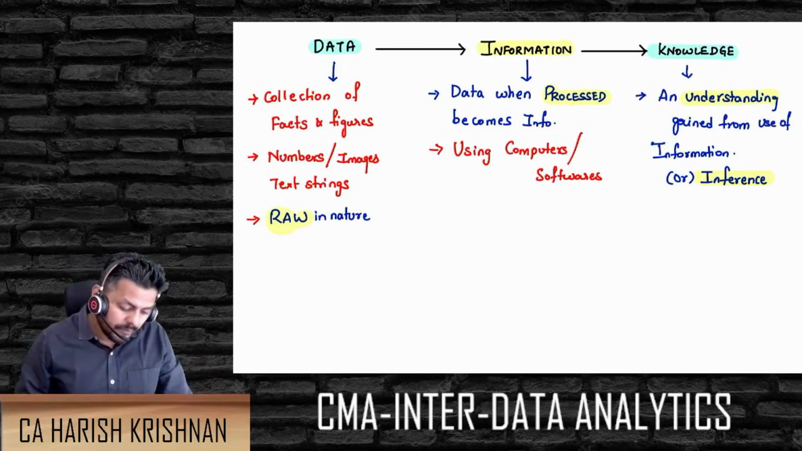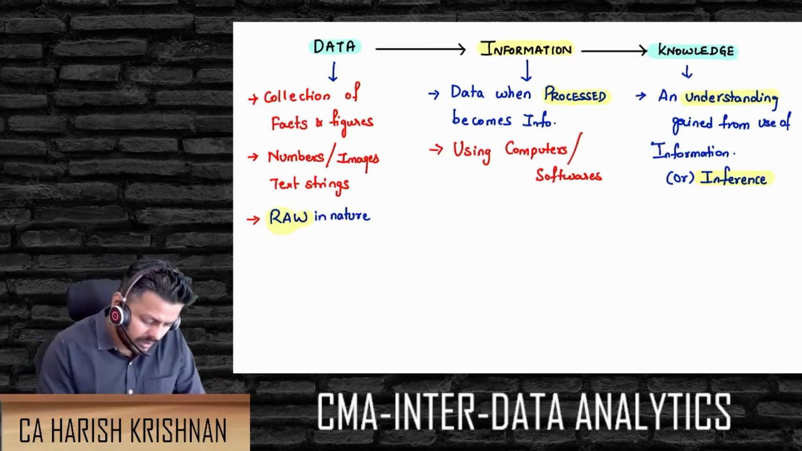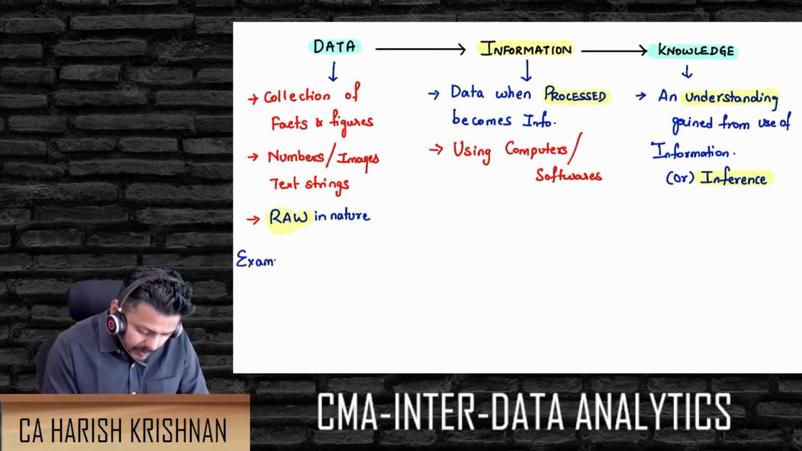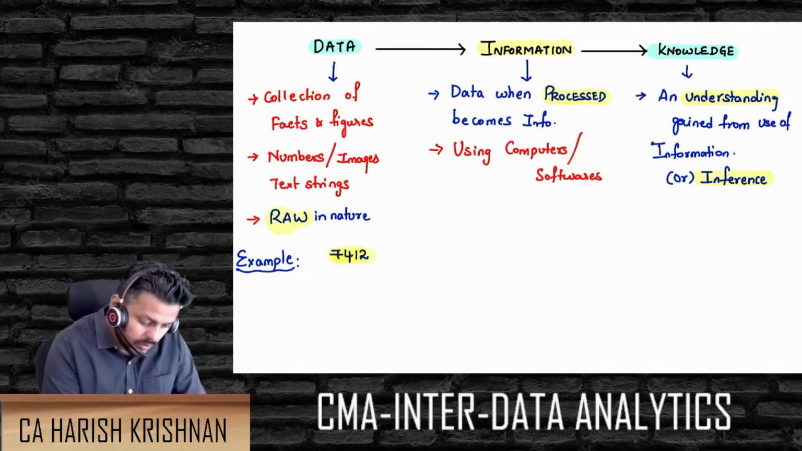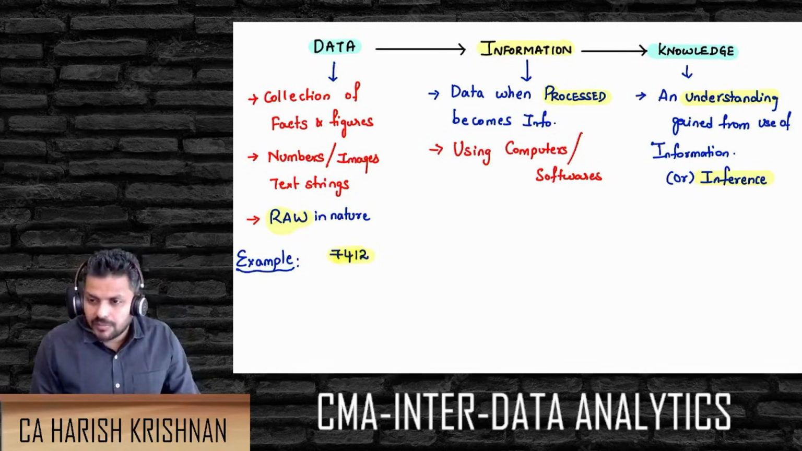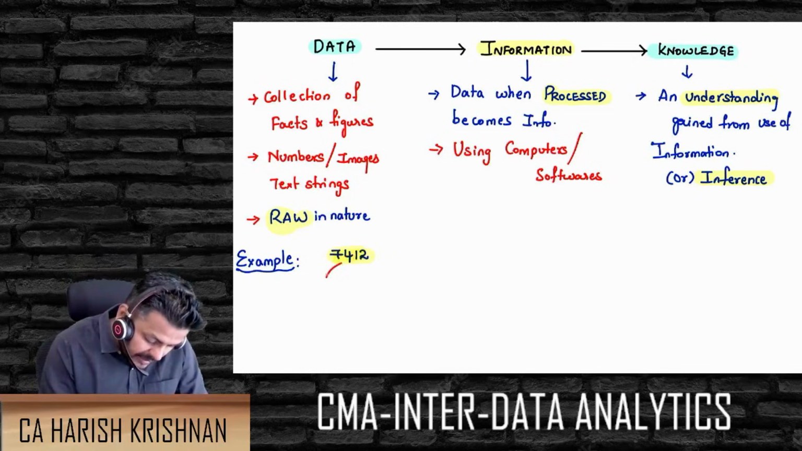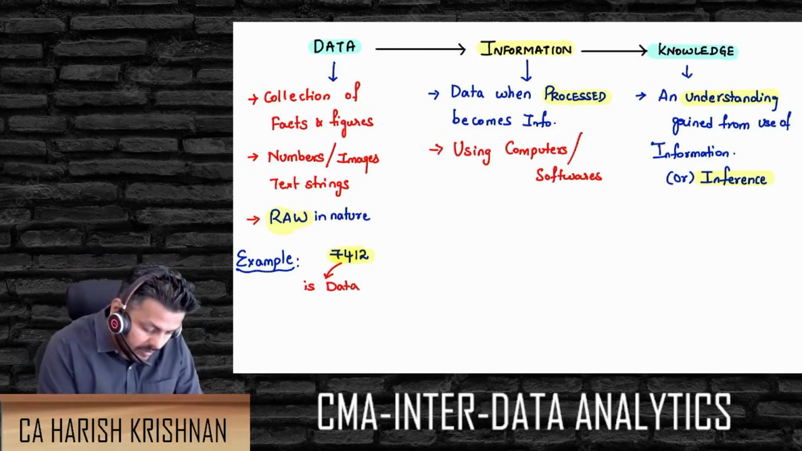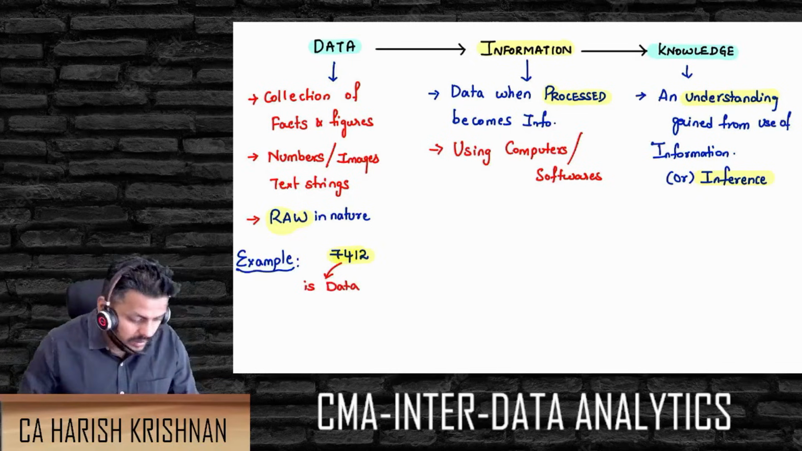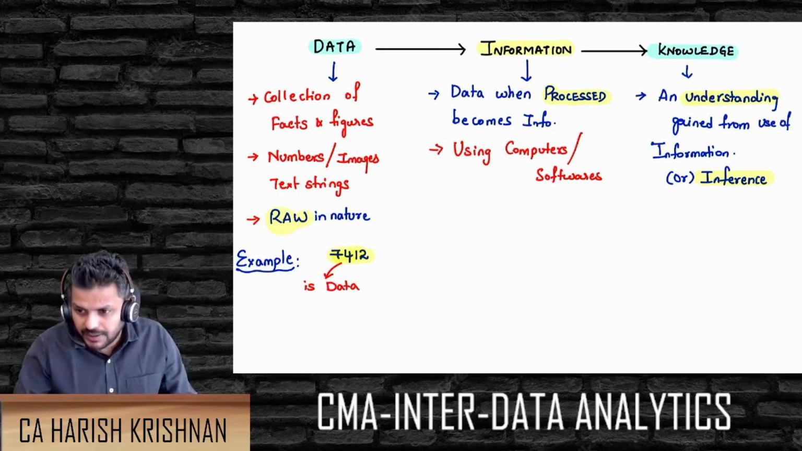So I will give you one very simple example so that you can easily understand that. Take 7412. What is 7412? It could be a room number, it could be a locker number, it could be anything. So 7412 is data. That's a number. Correct or not? What you see here, 7412, is mere data.